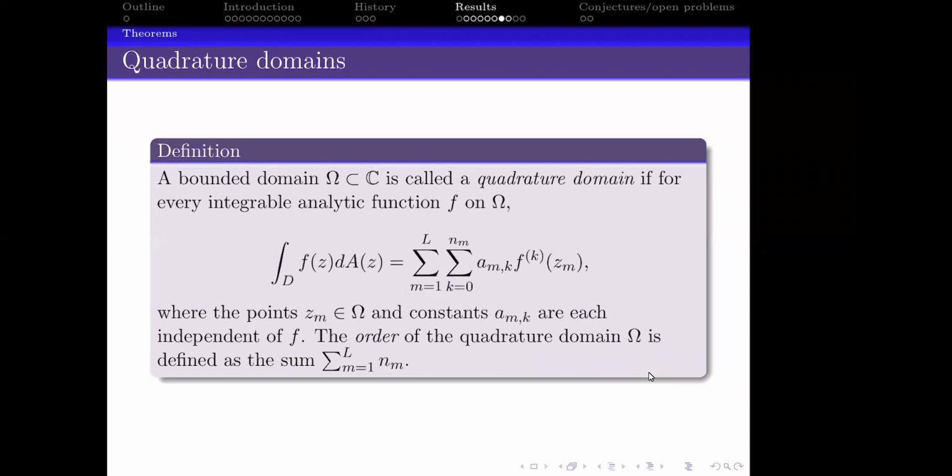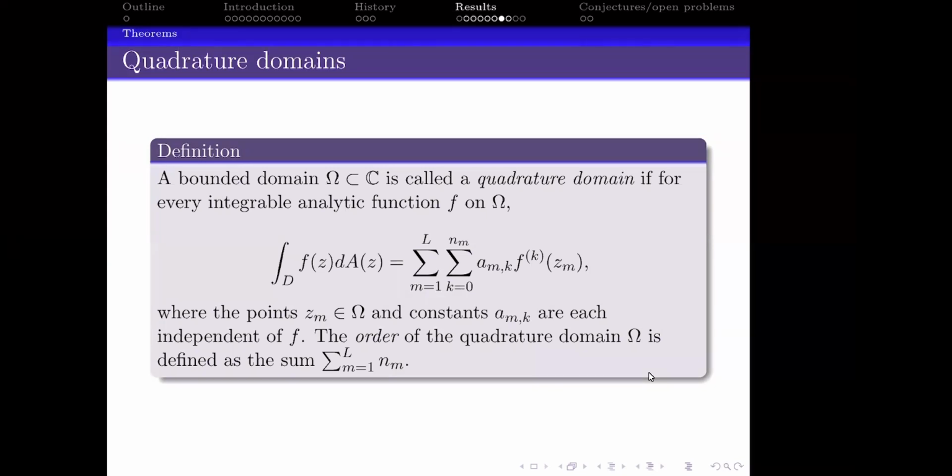So very briefly, what is a quadrature domain? It's a domain where you integrate any holomorphic function f with respect to area measure on this domain. Then the value of this integral depends only on a few pre-described points. So the integral of f depends only on the value of the function and the value of the derivatives at the points Zm.